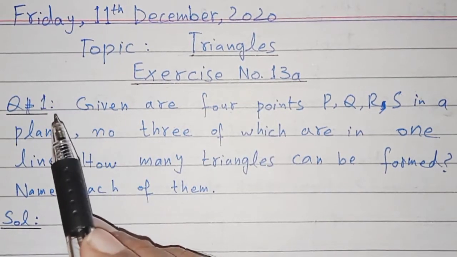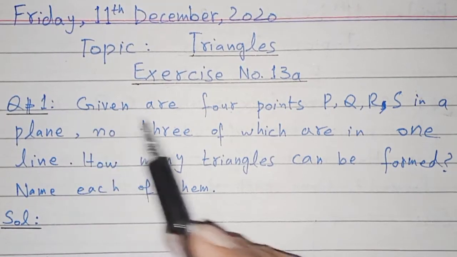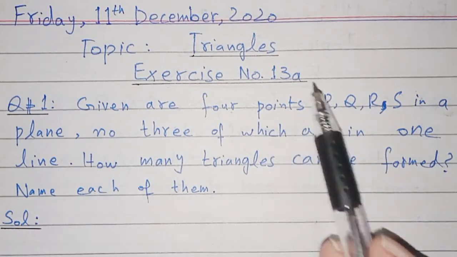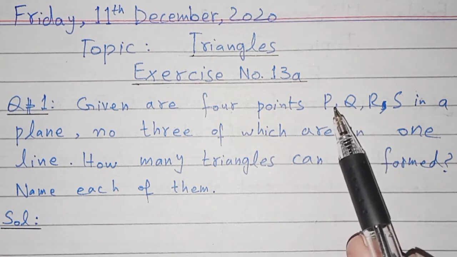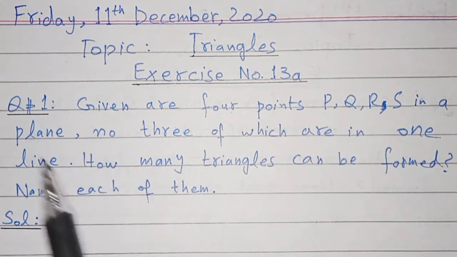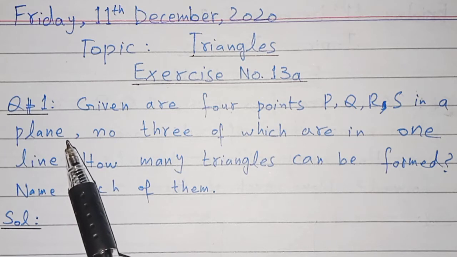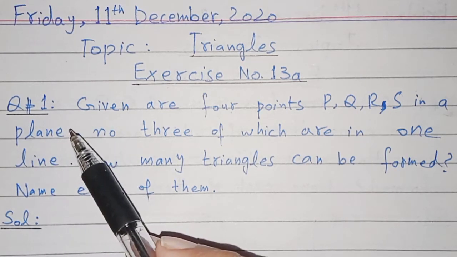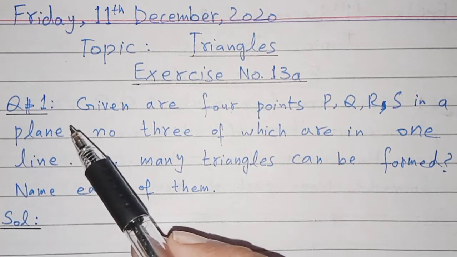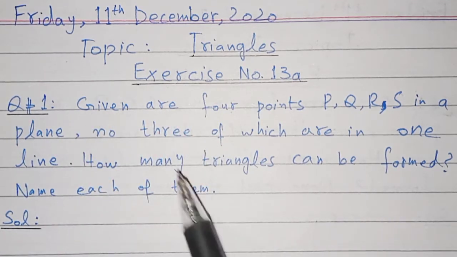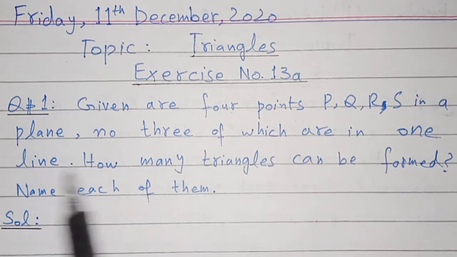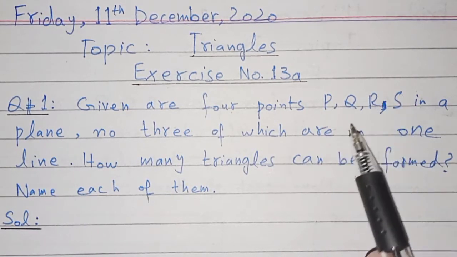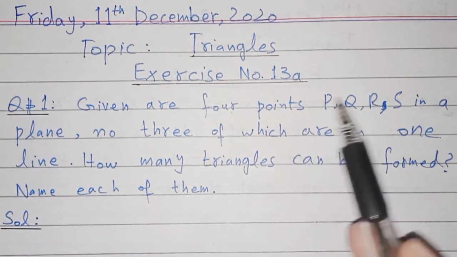So question number 1 is written as: given are 4 points P, Q, R, S in a plane. What is a plane? We know a plane is a two-dimensional surface which has length and breadth. Next it is written, no three of which are in one line. This is the condition. All 4 points cannot be in the same line.